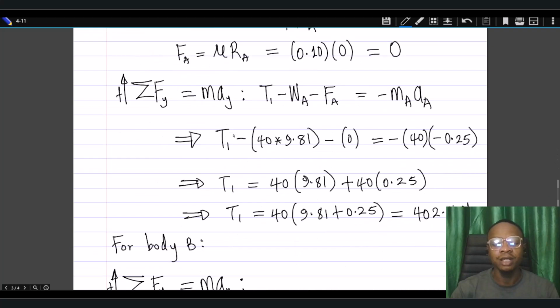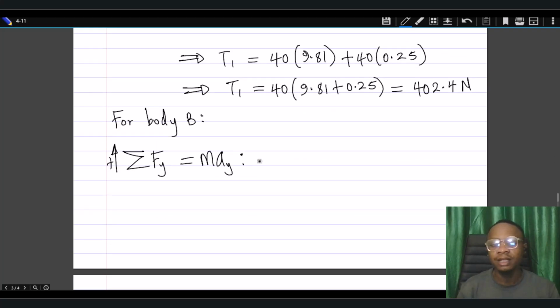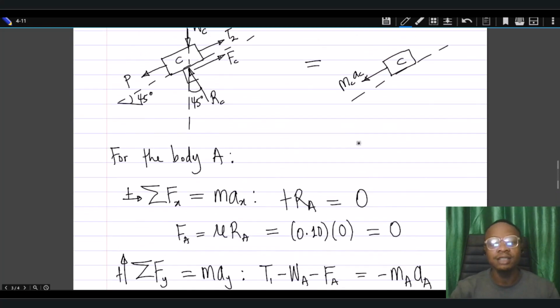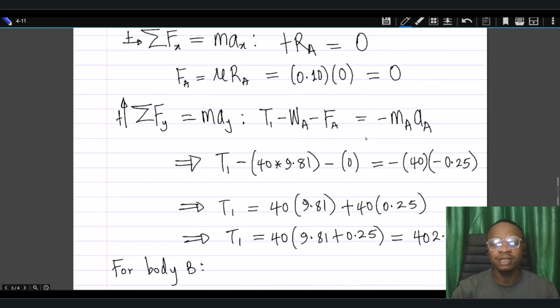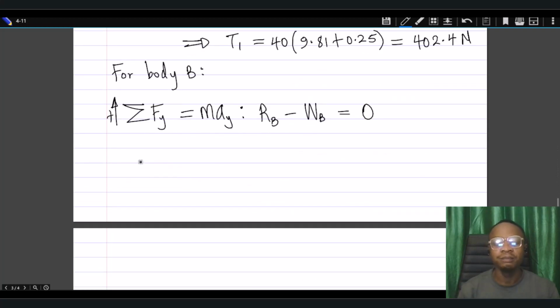So that would be RB, the reaction on body B, positive, minus the weight on B, equal to 0. Why? Because the acceleration of B is in the horizontal direction, so it has no component in the vertical direction. And by this, we know that RB is equal to the weight of B. Okay, so with that, we are good to go.